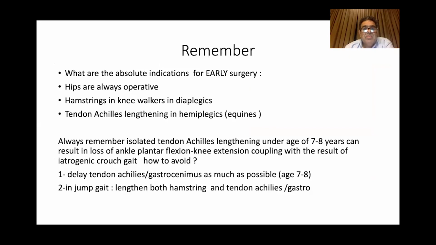Please remember that there is absolute indication for early surgery when you have a hip problem, hamstring in knee walkers in diplegics, tendo Achilles lengthening in hemiplegics. Always remember, isolated tendo Achilles lengthening under the age of 7 or 8 can result in loss of ankle plantar flexion, and this results in the crouch gait.